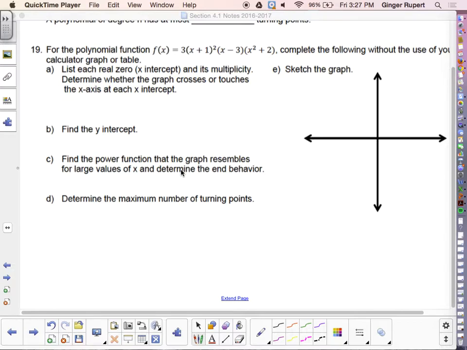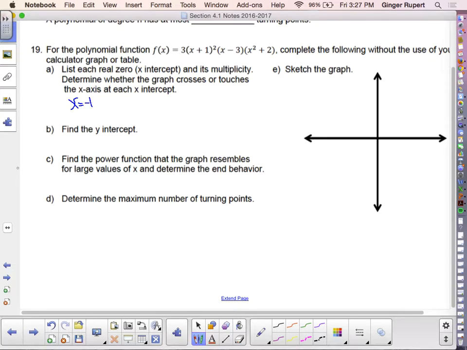So when we look at x plus 1, we know we have a 0 at x is equal to negative 1. That has a multiplicity of 2. Then we look at x minus 3, so that tells us we have an x-intercept at 3, which has a multiplicity of 1. And the last one, x squared plus 2. If you solve that, you're going to find that that's not a real number solution, so we don't have to worry about that one. We only have 2 intercepts, one at negative 1 and one at 3.